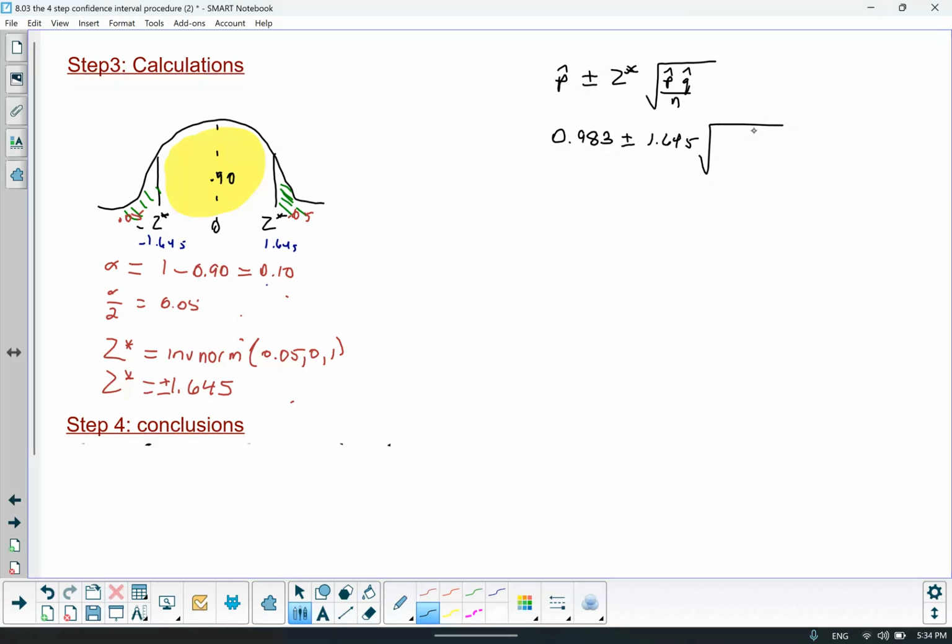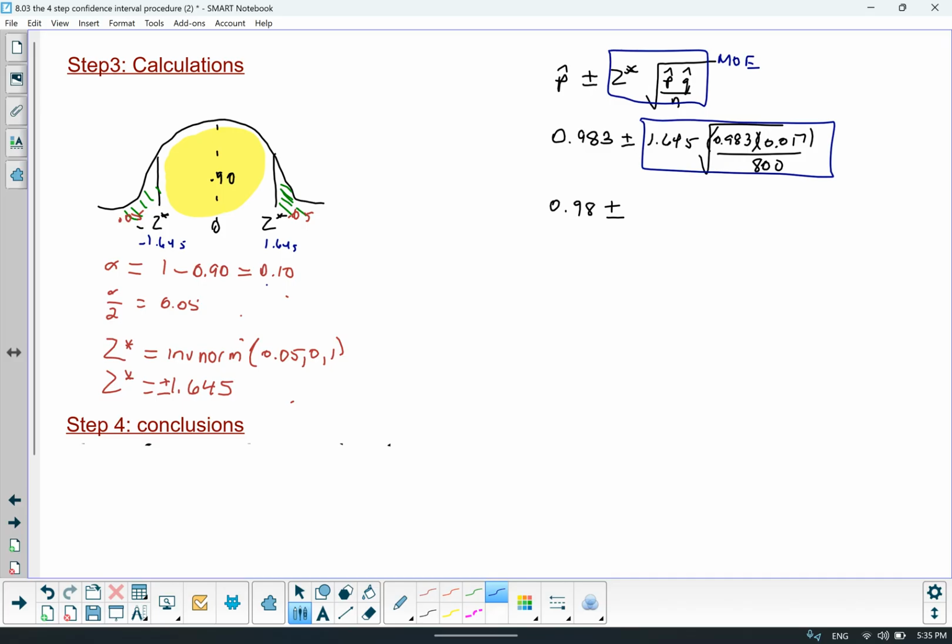And so that's 1.645, and then you're going to enter the 0.983 and the 0.017 over n, and n in this case is 800. So I'm going to carry down the point estimate, and next what I want to do is find the margin of error. The margin of error is actually this critical value times the standard error.